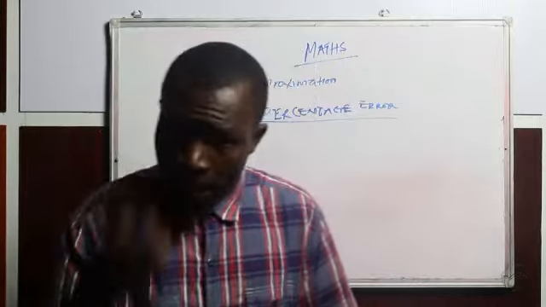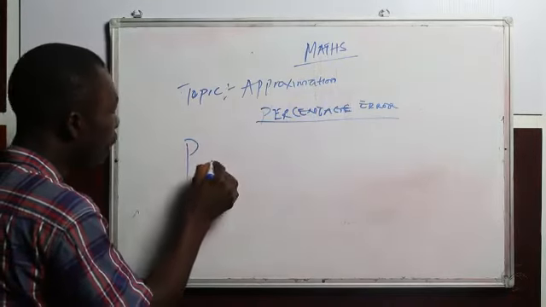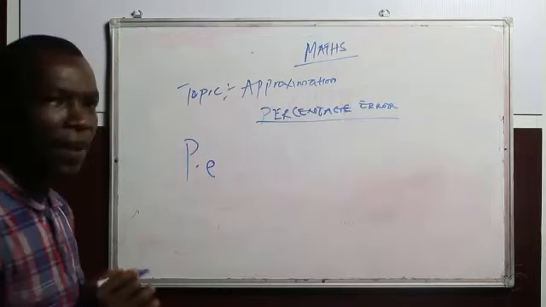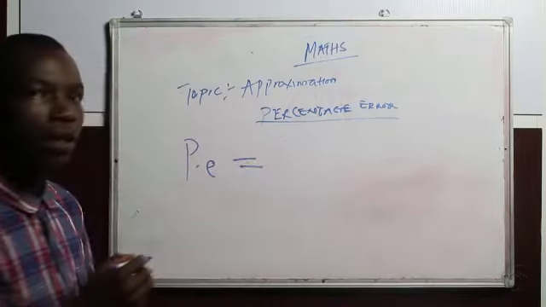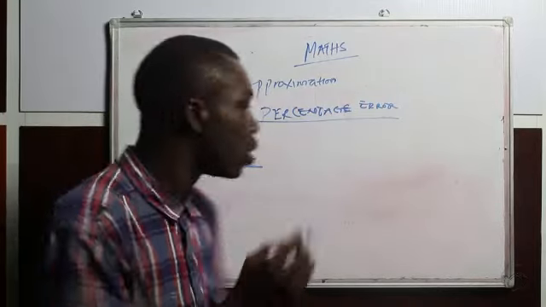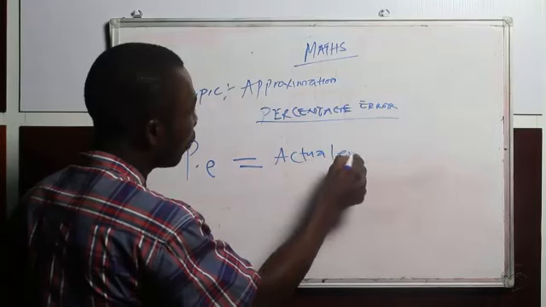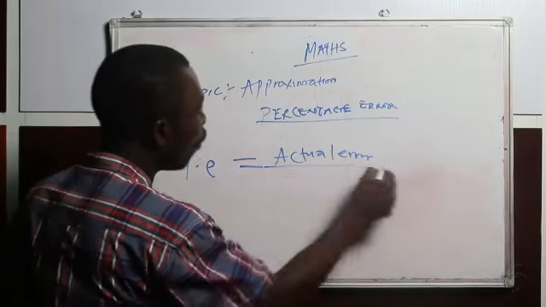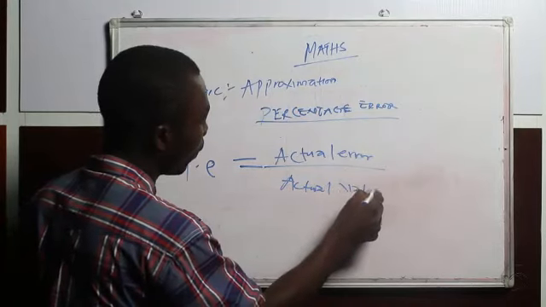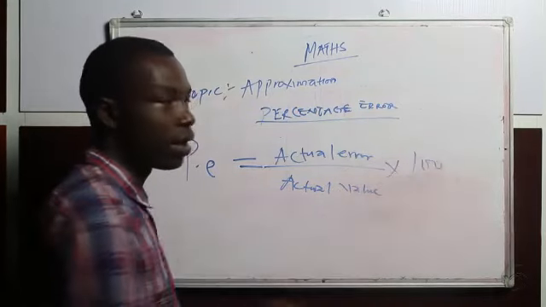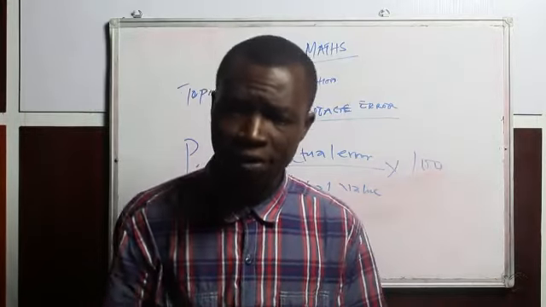Therefore, what is percentage error? Percentage error has an acronym, PE. PE means percentage error, which is equal to actual error over actual value times 100.